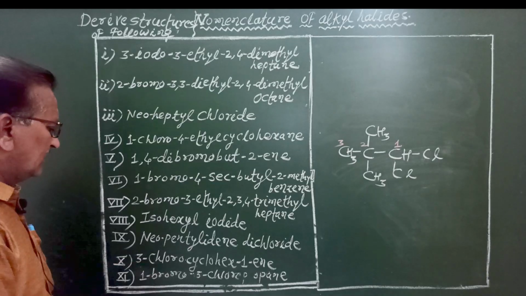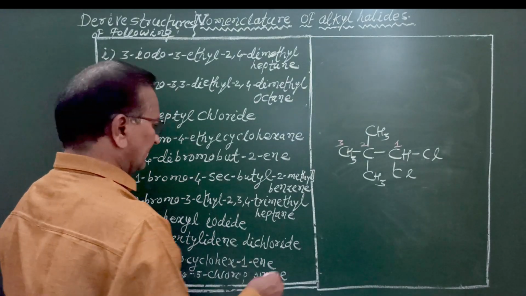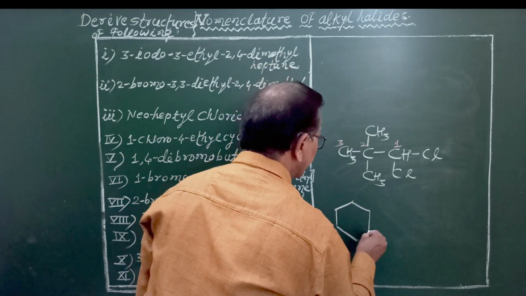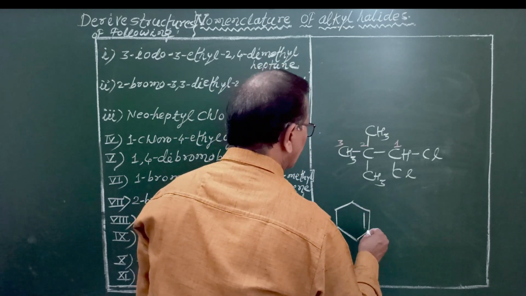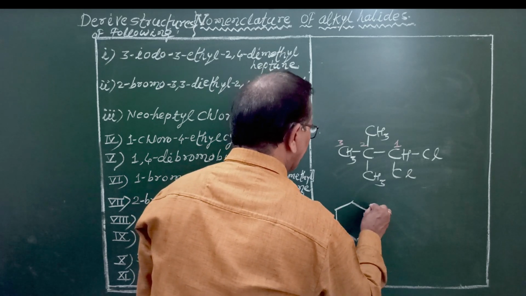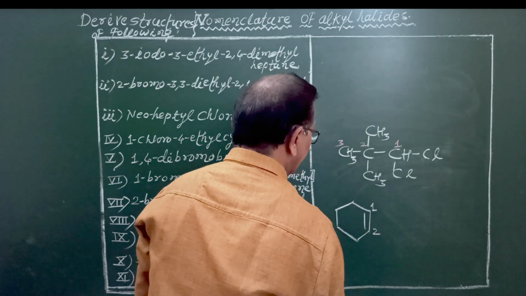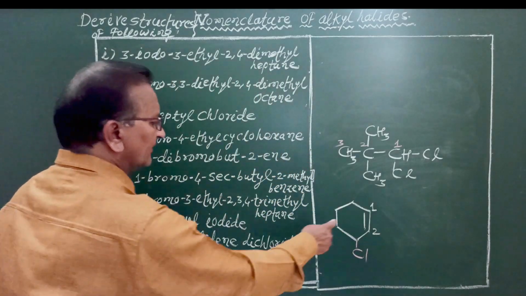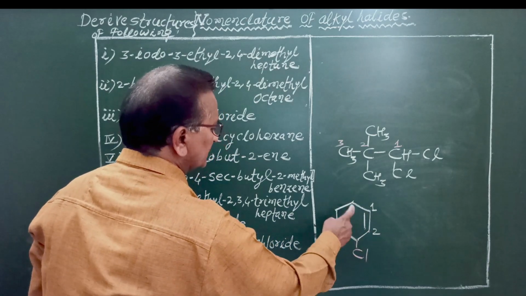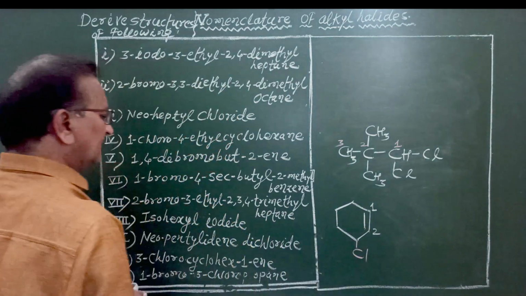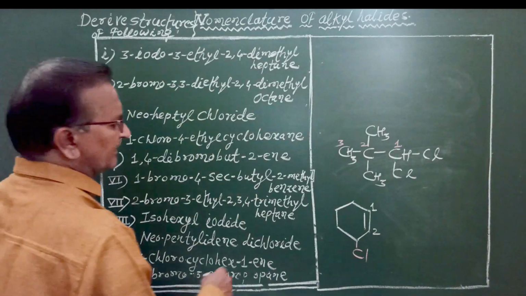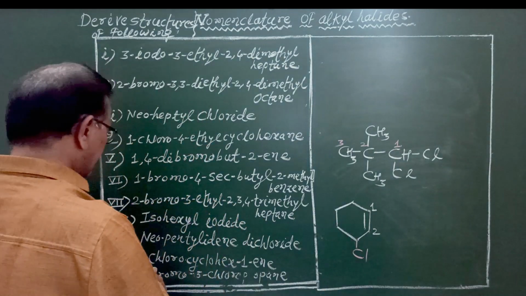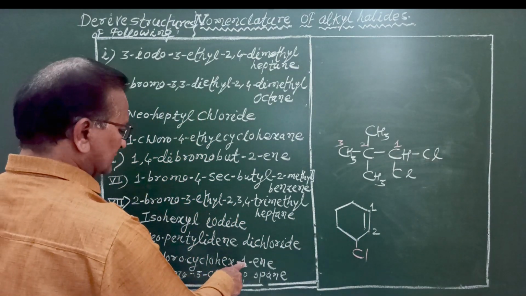Next, 3-chloro cyclohex-1-ene. Cyclohex-1-ene is cyclohexene. If we number this carbon atom as 1, this is second, then chlorine must be bonded to this carbon atom, carbon number 3. 1, 2, 3: 3-chloro cyclohex-1-ene. The double bond is present between carbon number first and second. But since it starts from carbon number first, the position is given as cyclohex-1-ene.